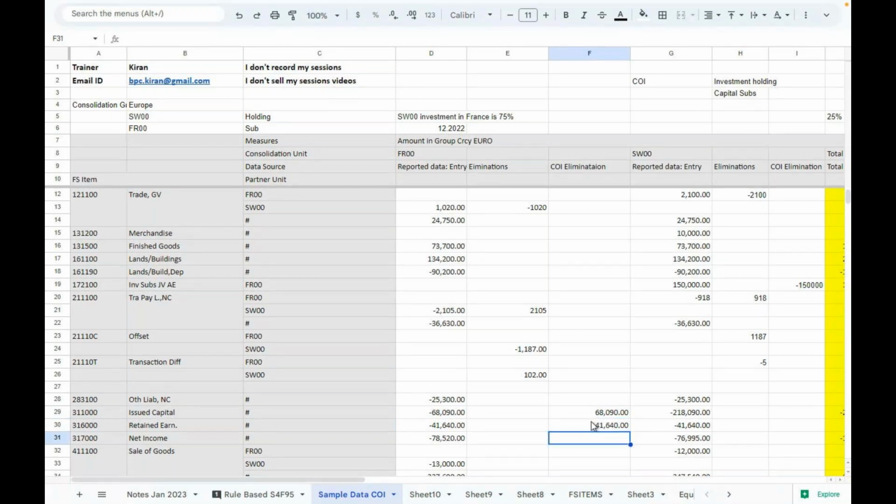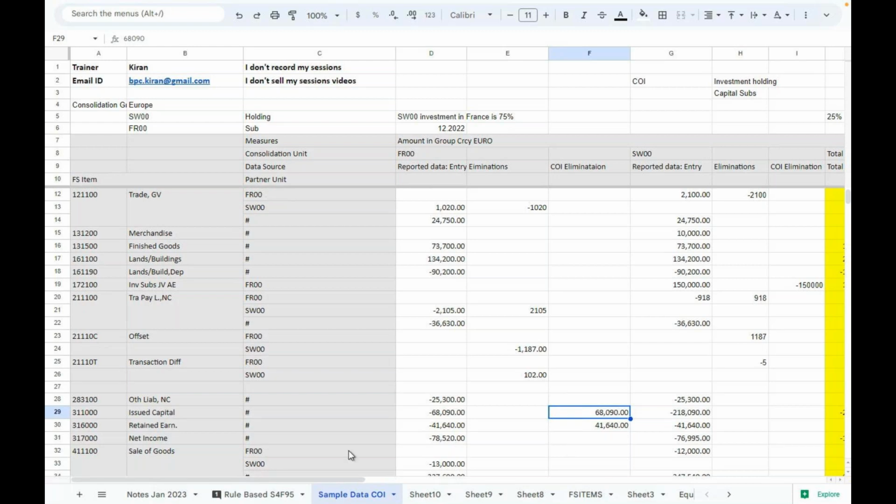41,640 eliminated. Then I need to calculate the minority interest, which we call NCI. NCI should be shown separately. We have separate accounts to show the NCI. So what is the NCI here? 68,090 multiplied by 25%, which is the external part. My investment, Switzerland investment in France, is 75%, right? So 25% is minority. I have to show the minority separately.